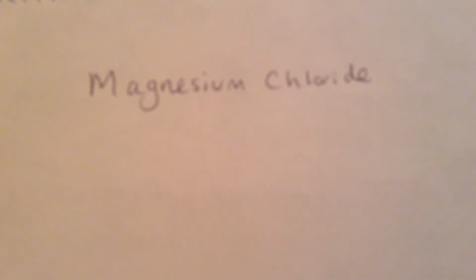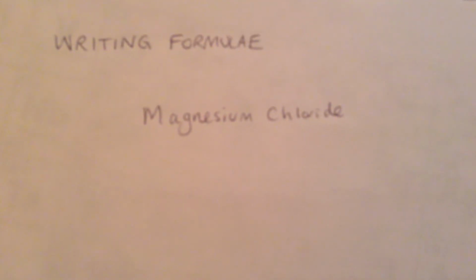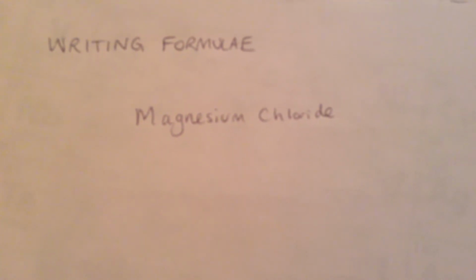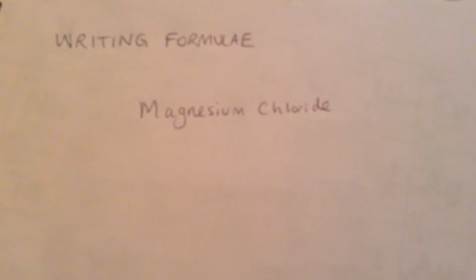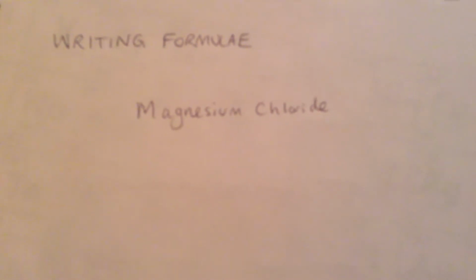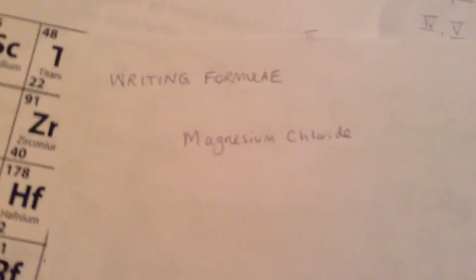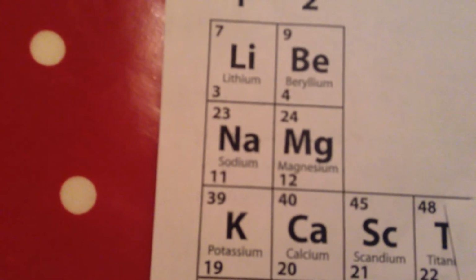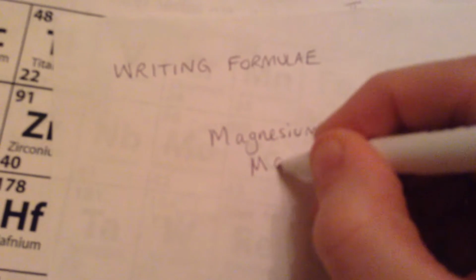So let's get back to our example. I'm going to start with a simple formula first. Magnesium chloride, it's just made from 2 elements, magnesium and chlorine. So the first thing you do is find the formula for each one, or the chemical symbol for each one. And what you should be able to see over here is magnesium is Mg. So I'm going to note that down underneath.